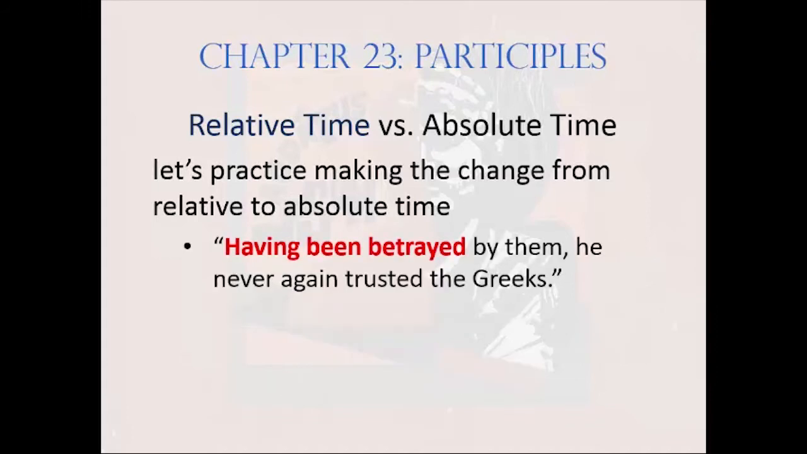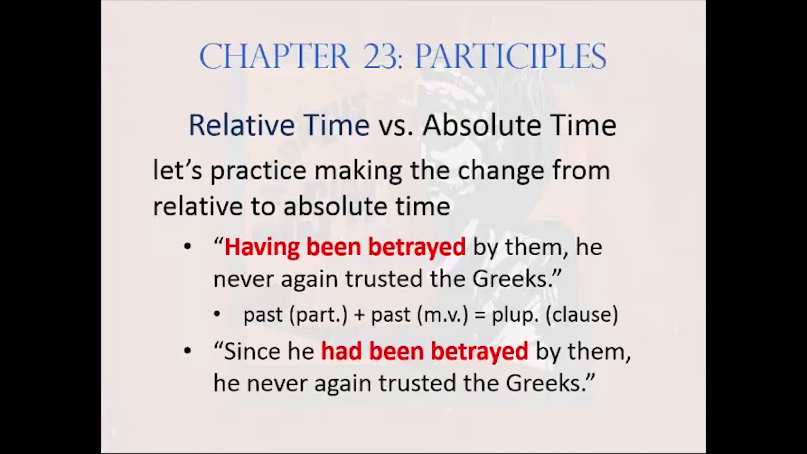And one more sentence. Having been betrayed by them, he never again trusted the Greeks. Now we have a past tense main verb with the perfect participle attached. Minus 1 plus minus 1 equals minus 2. Pluperfect. Since he had been betrayed by them, he never again trusted the Greeks.